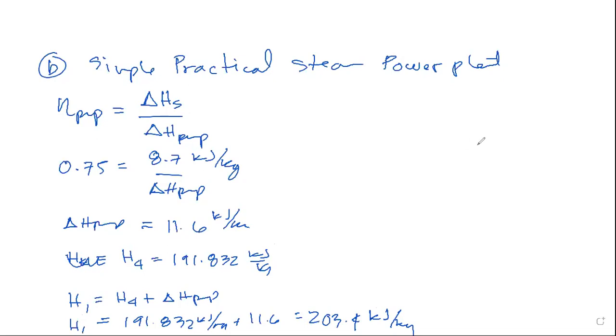So, why are we finding these values? Kasi ang formula ng ating efficiency ay delta H pump plus delta H turbine divided by Q boiler. Q boiler is H2 minus H1. Okay, so that's why we're trying to find H1 and delta H pump.